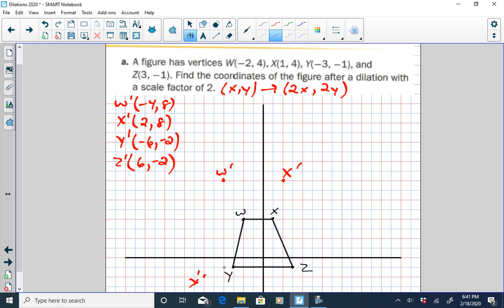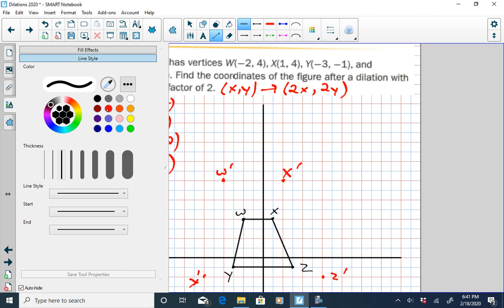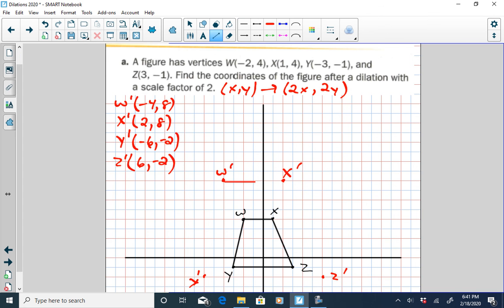And then we have Z prime at 6 and negative 2. 2, 4, 6, and negative 2. There's our Z prime. Let's connect our points. All right, let's do it in red. From here to here. Here to here.